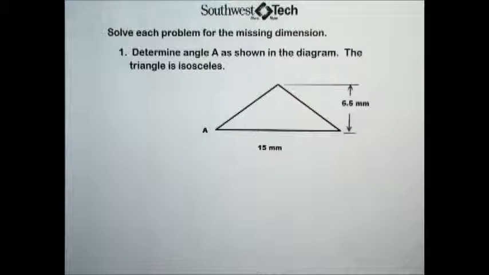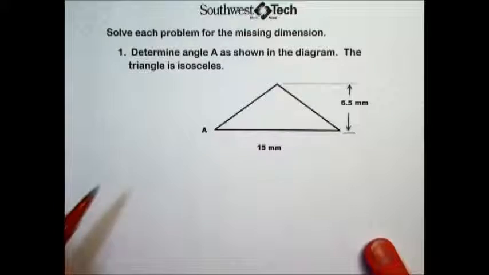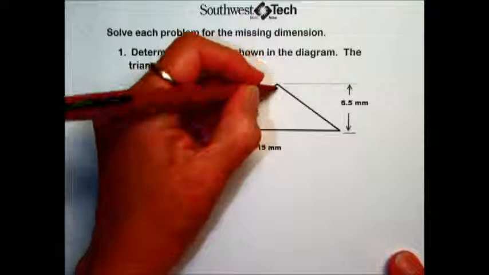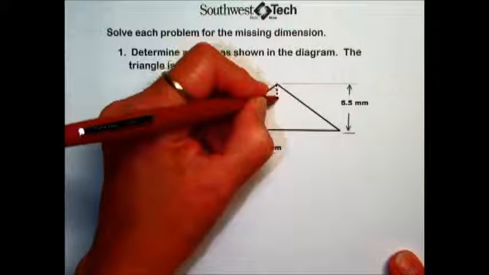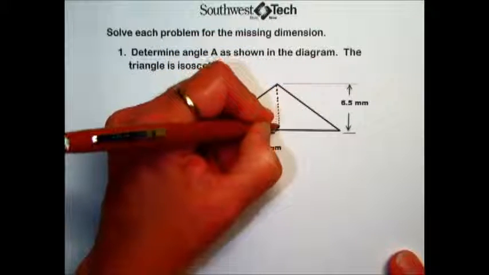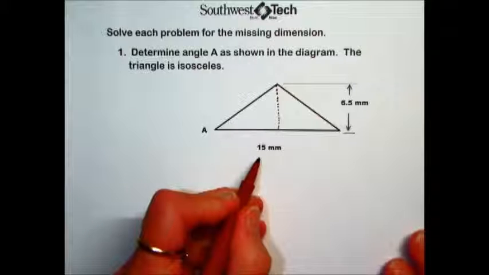Practice set 18, problem number 1. Determine angle A as shown in the diagram. The triangle is isosceles. We're going to begin by drawing an altitude from the upper vertex of the isosceles triangle to the side that's 15 millimeters.